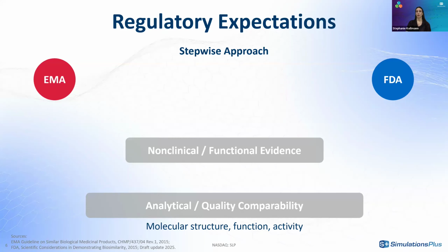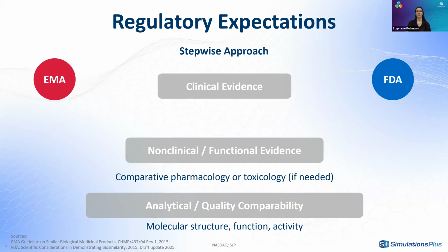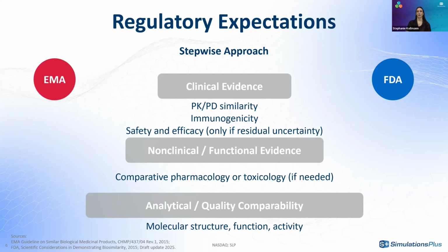If analytical data show a high level of similarity, the next step is non-clinical or functional evidence. These studies, such as in vitro pharmacology or, only when needed, in vivo toxicology, verify that the observed analytical similarity translates into comparable biological function. And finally, we move to the clinical evidence phase. Here, we confirm that both products behave the same in humans by evaluating PK/PD similarity, immunogenicity, and only if residual uncertainty remains, safety and efficacy.